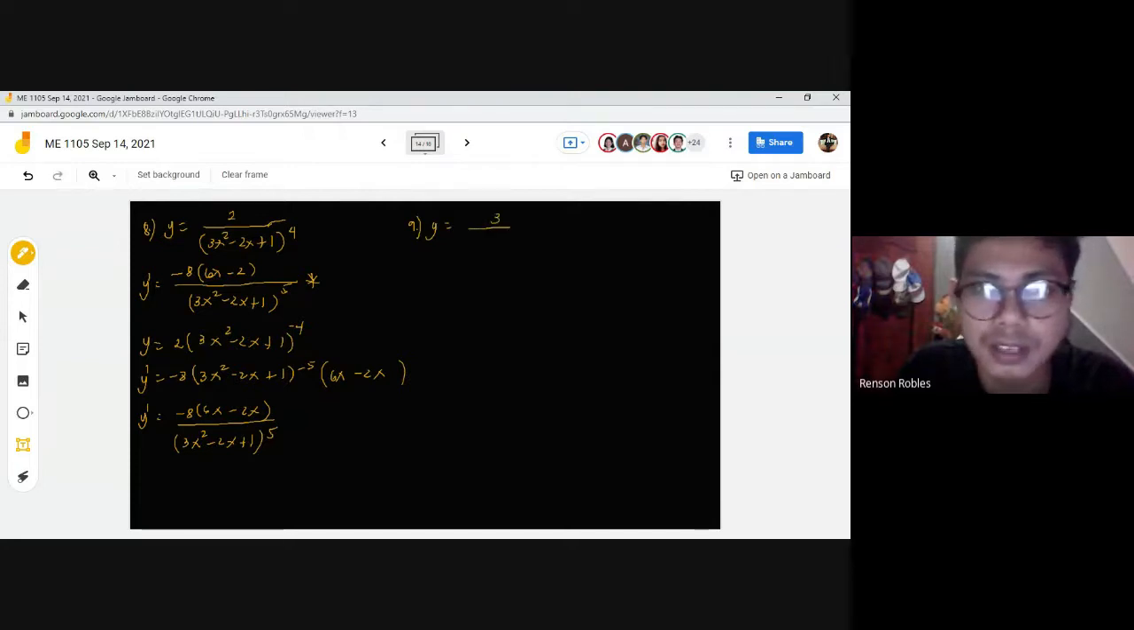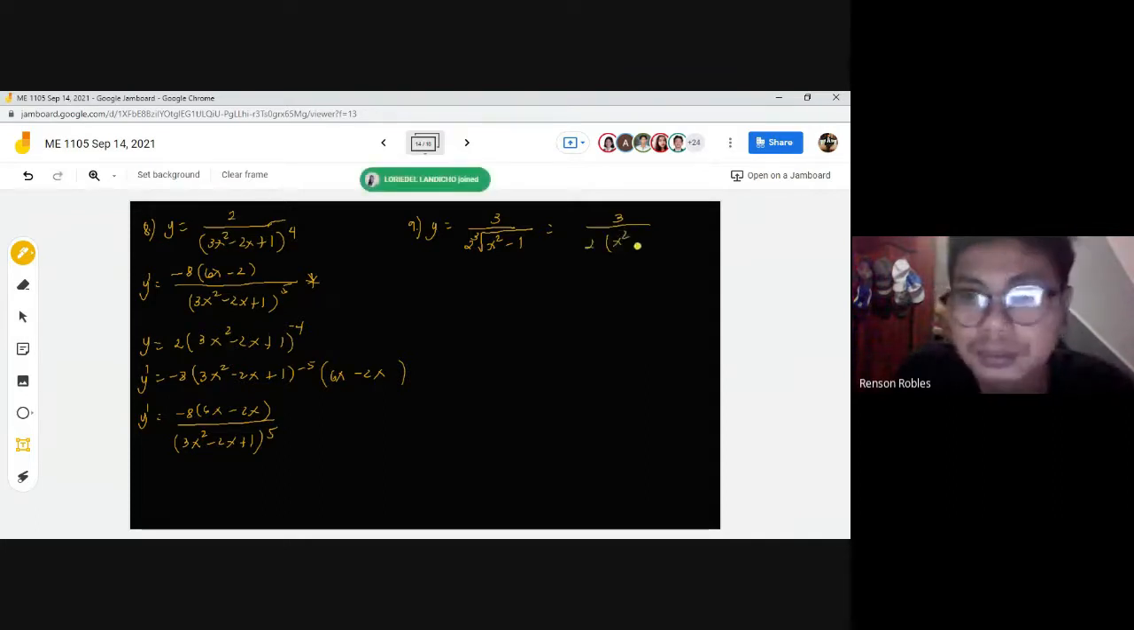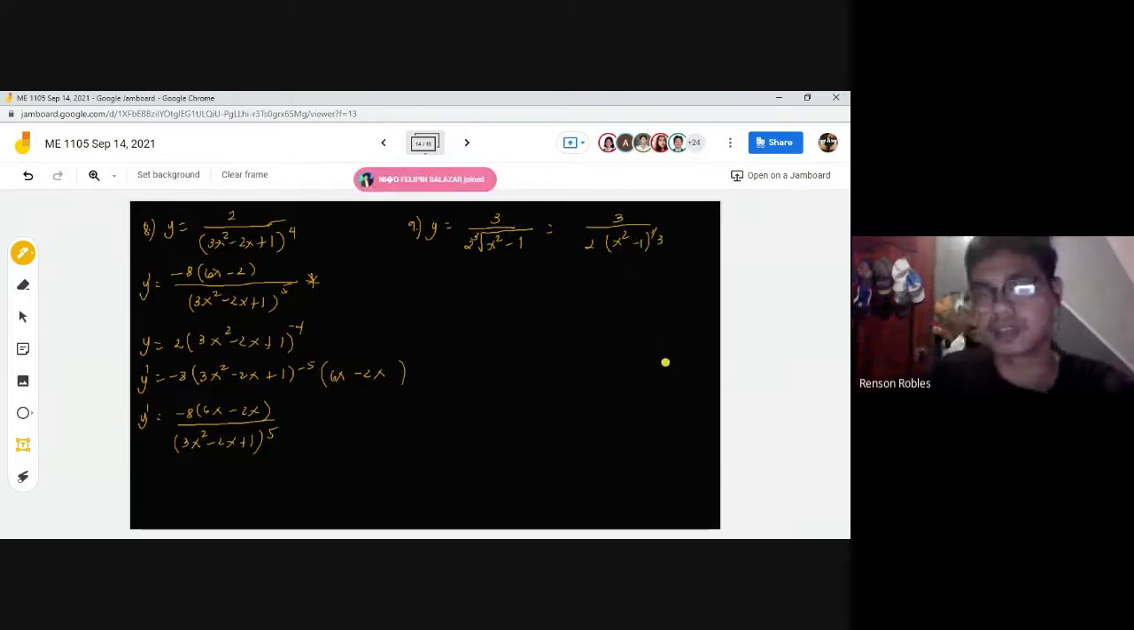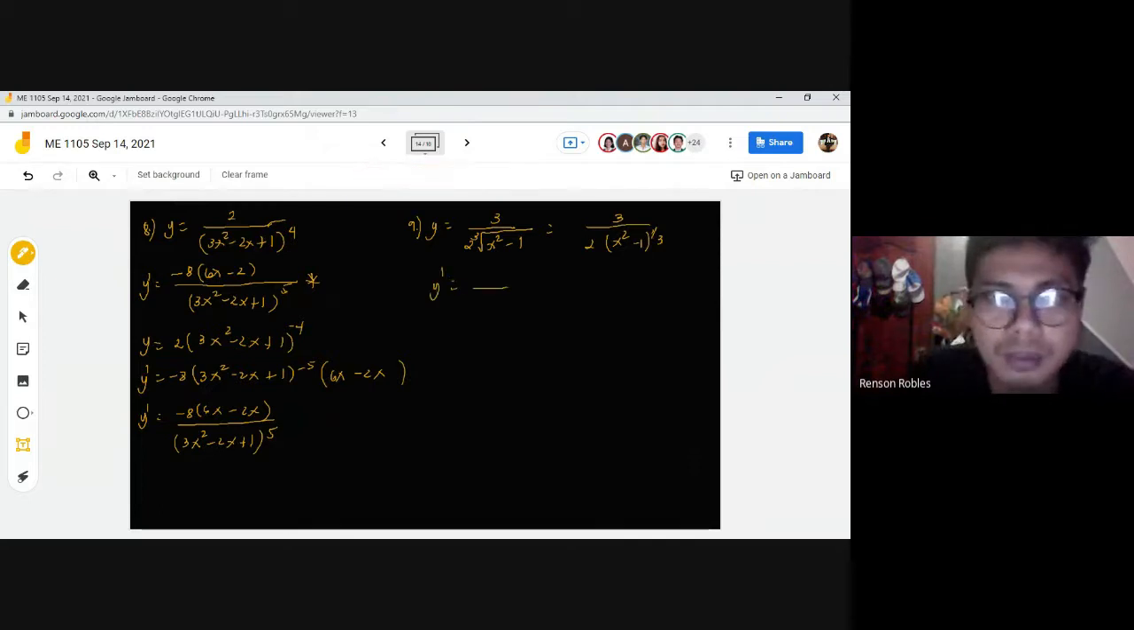3 over 2 cube root of, say, x squared minus 1. So how do we do this? Let's write it first in fractional form: 3 over 2 times x squared minus 1 raised to 1/3. And then you do the same. Y prime equals, copy the 3 over 2, don't touch it because it's a constant. Then x squared minus 1, 1/3 plus 1, 4/3.